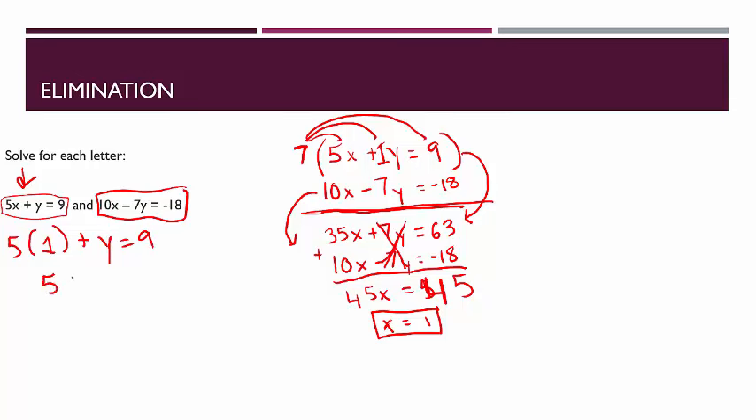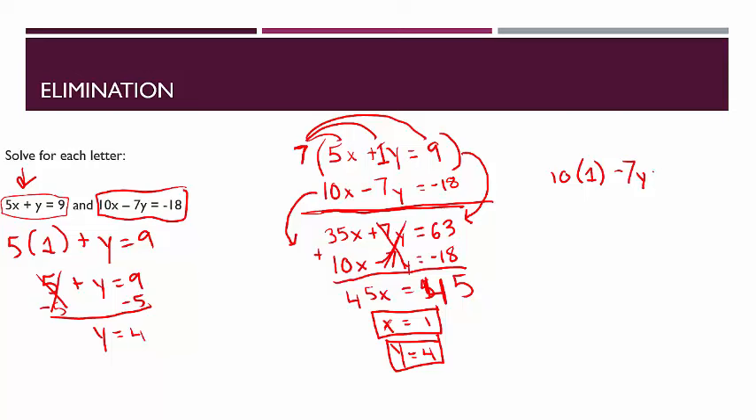And do a little simplifying here. And if I subtract 5 from both sides, 5 minus 5 is 0. And I get y equals 4. So I'll just throw that in over here, that y equals 4. And if I chose to do this in the other equation, I would have 10. Instead of x, I would choose to use 1, minus 7y equals negative 18. And again, I'm just going to simplify a little bit.